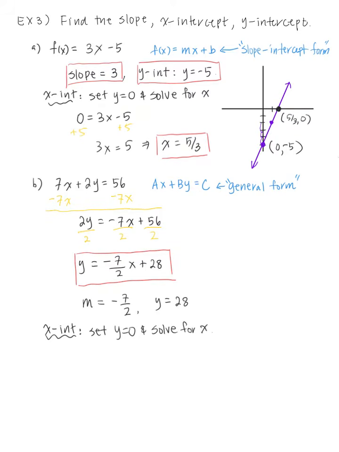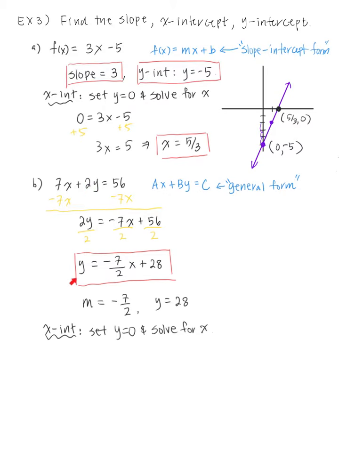Here you can do it two ways. First of all, you can do the same thing as what we did in part A: set y equal to 0 and just solve for x. The second method is to take the original equation, set y equal to 0, and then solve for x. You should get the same answer. Let me show you how to do it both ways.